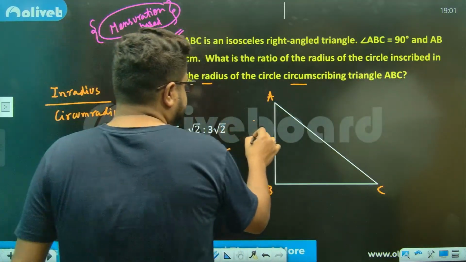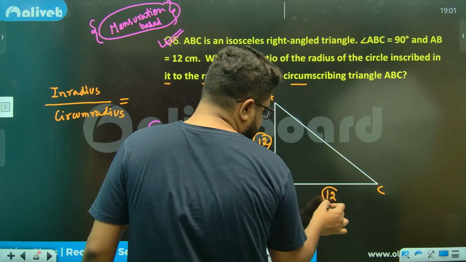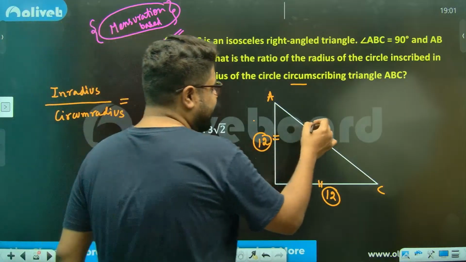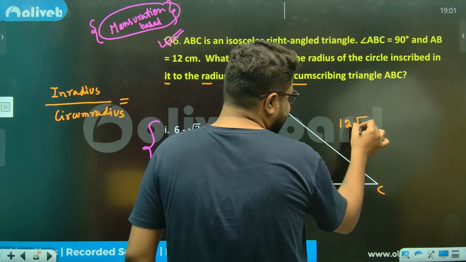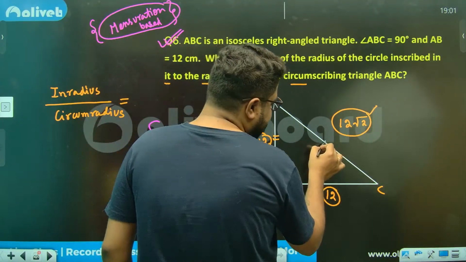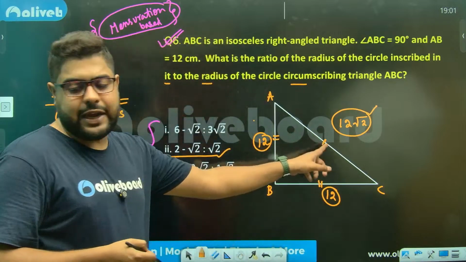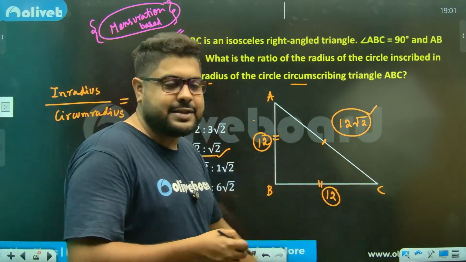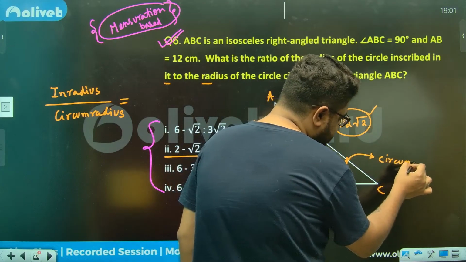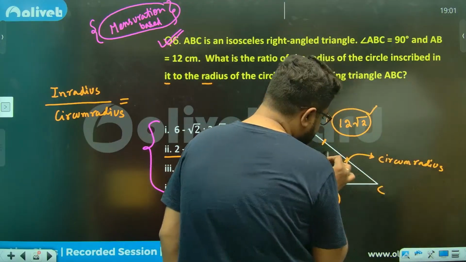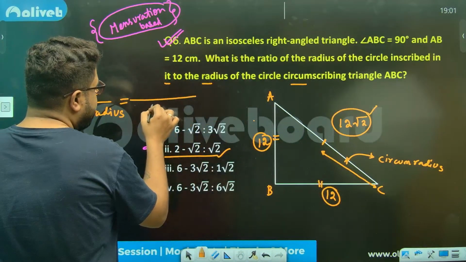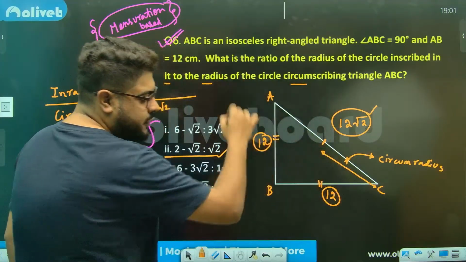If this is 12, then this is also 12 because it is a right angle isosceles triangle. For any right angle isosceles triangle, the circumcenter is exactly the midpoint of the hypotenuse, and the circumradius is this. So I can say circumradius will be 6 root 2, which is half of 12 root 2.